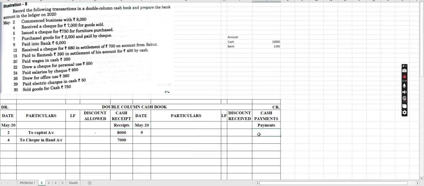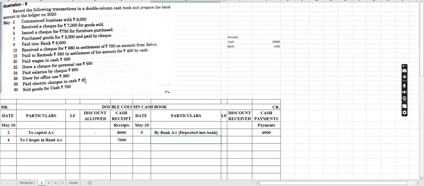Receipts increasing. So here payment or reducing, cash is reducing. How much cash is reducing? 6000 rupees is reducing on 9th. Why? Because we have, in bracket, deposited into bank. Deposited into bank.